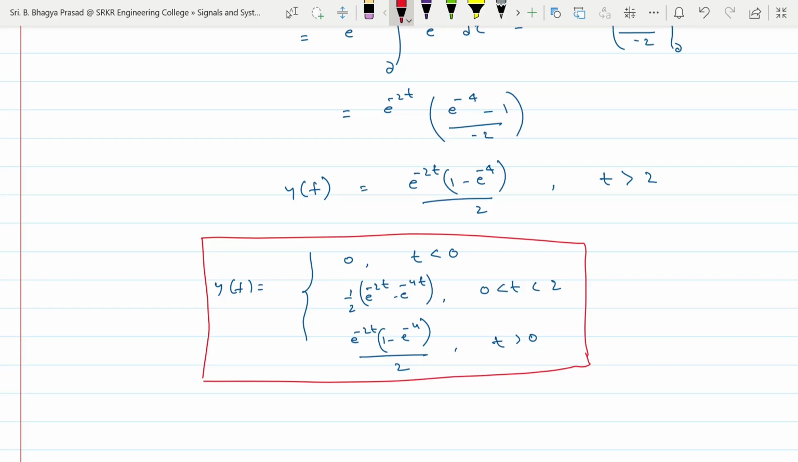In the next lecture, let us solve some more problems considering two finite duration sequences. It may be pulse, triangular waveform, or finite duration triangles. Let us solve those types of problems by considering finite duration sequences.